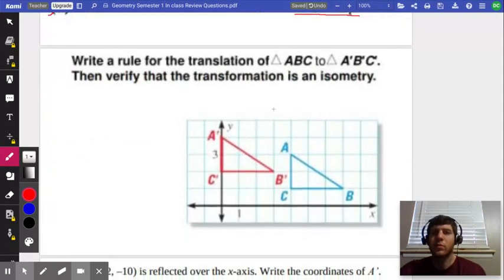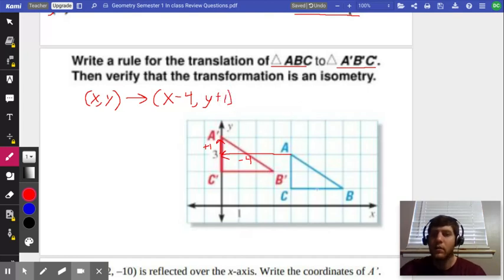Okay, let's write a rule going from ABC to A prime, B prime, C prime. So (x, y). Our horizontal shift here, we're going from A to A prime. So we need to go to the left, 1, 2, 3, 4. Since we're going to the left, that's going to be x minus 4. And then we're going up 1. So we're going minus 4 and then plus 1, so y plus 1.